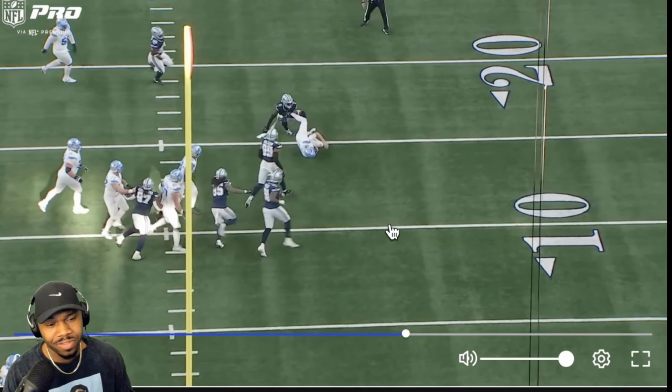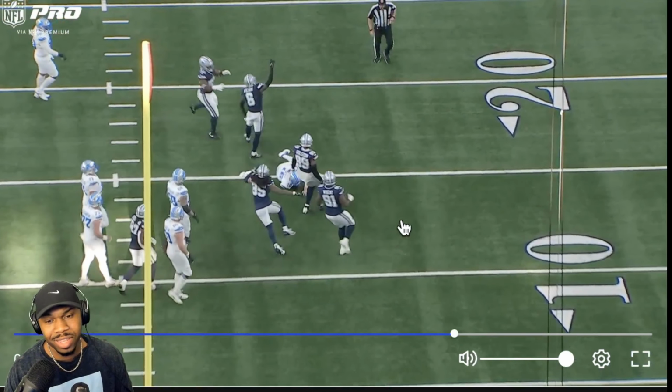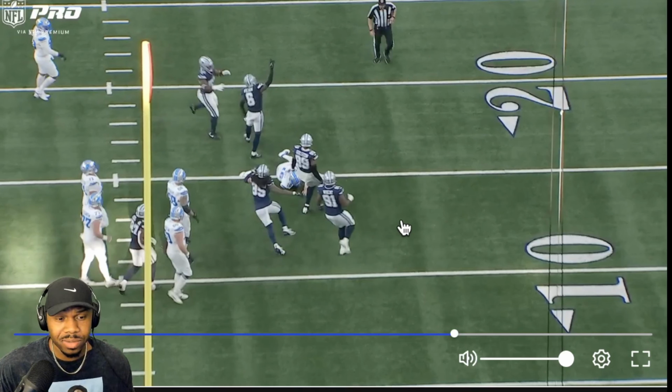But shout out to Goff. This is the money down. You're up 34-9. Don't throw it away. Don't make any dumb decisions. Take a sack. Shout out to Goff on this one. Let's get to the next one.